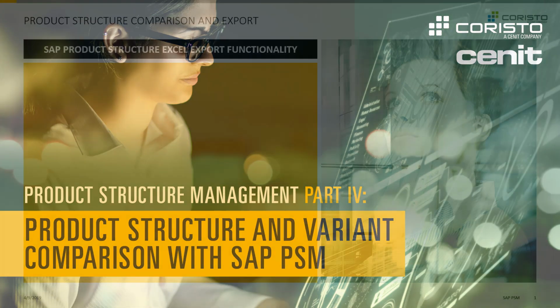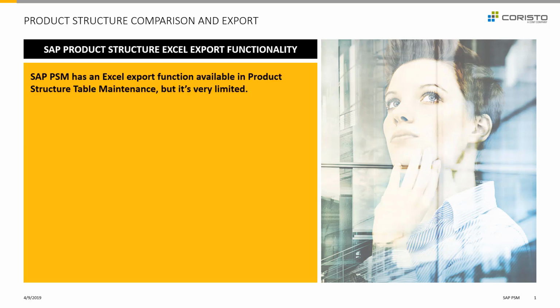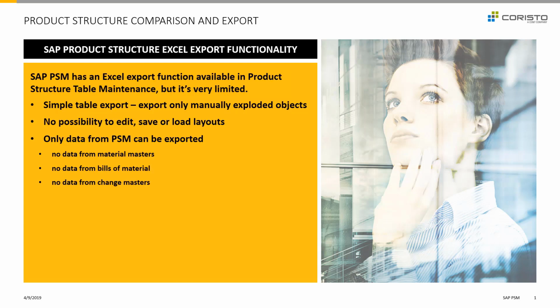Of course, SAP PSM also has an Excel export function. Unfortunately, it's quite simple and offers a limited range of features. For instance, only manually opened elements are exported. With the SAP PSM export function, it is not possible to work with layouts to determine which columns are exported, and only data from PSM can be exported, meaning it excludes material data. BOM data is not included, and there's no data from change master records, BOM items, or classifications.